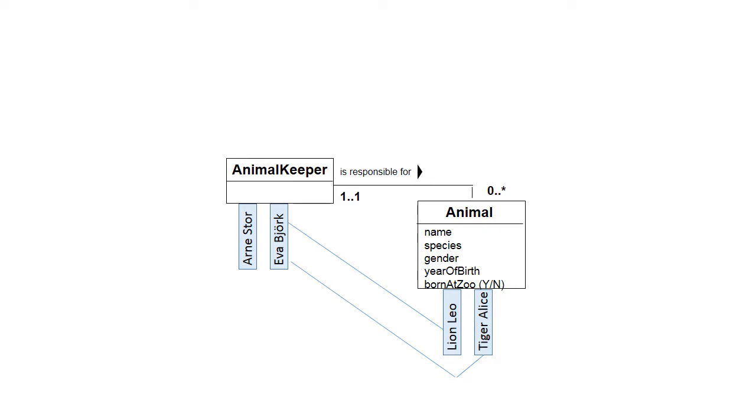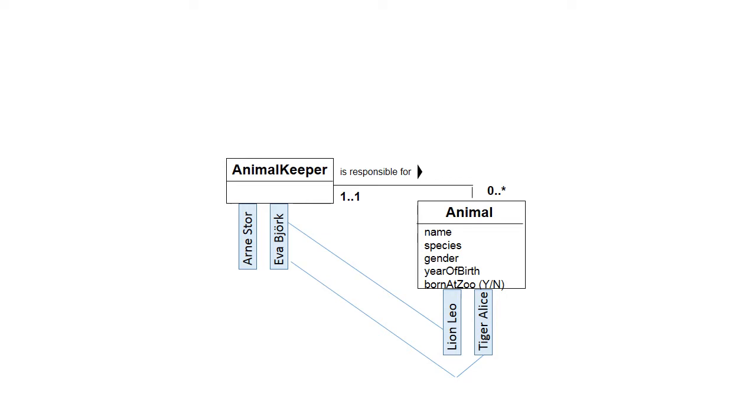Remember the rule: when you go from animal keeper to animal, you hold one object in your hand and ask, how many objects of the animal can this animal keeper object be linked to minimum and maximum? When you go in the other direction, you hold up an animal object and ask the question, how many objects of the animal keeper can this animal object link to minimum and maximum?